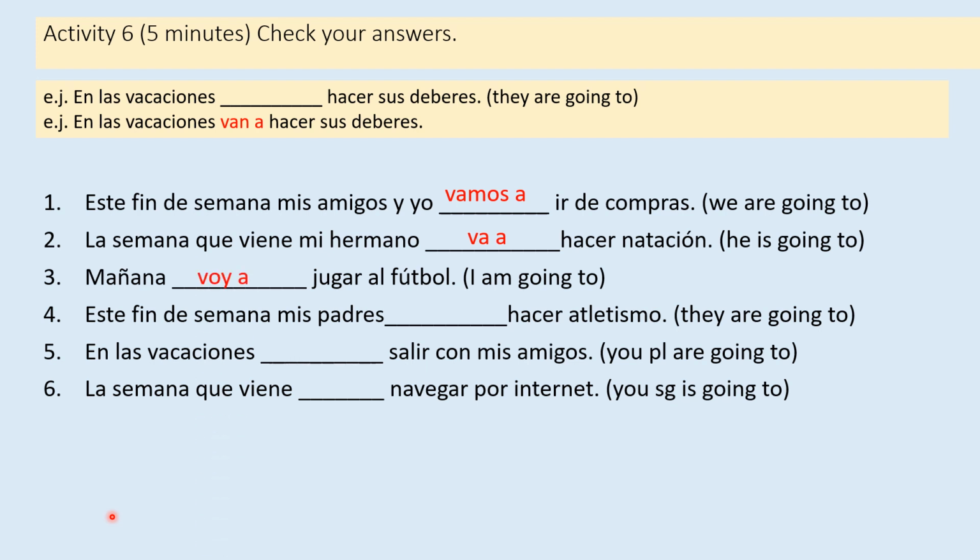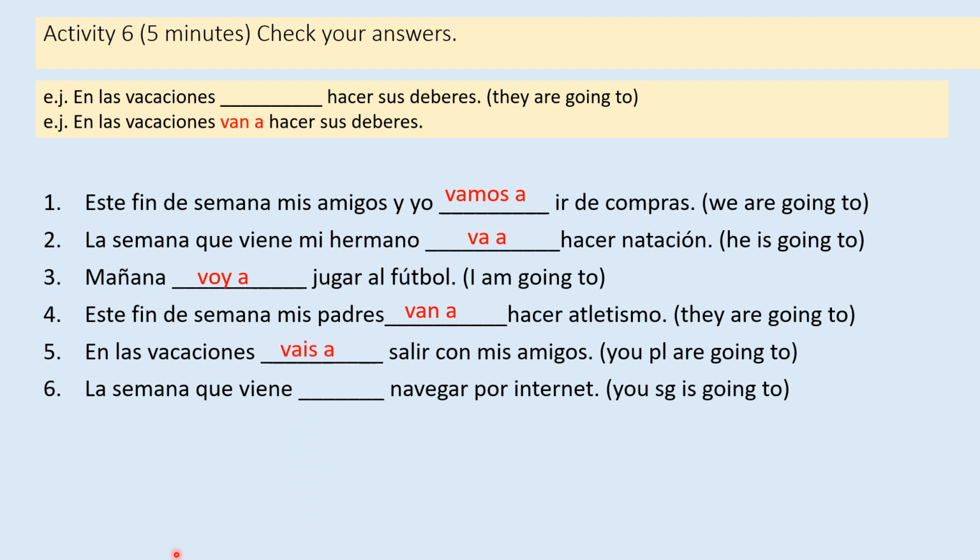Mañana voy a jugar al fútbol. I wanted to choose the yo form that I am going to. Este fin de semana mis padres van a hacer atletismo. We needed to choose the ellos and ellas form, they, so we chose van a.